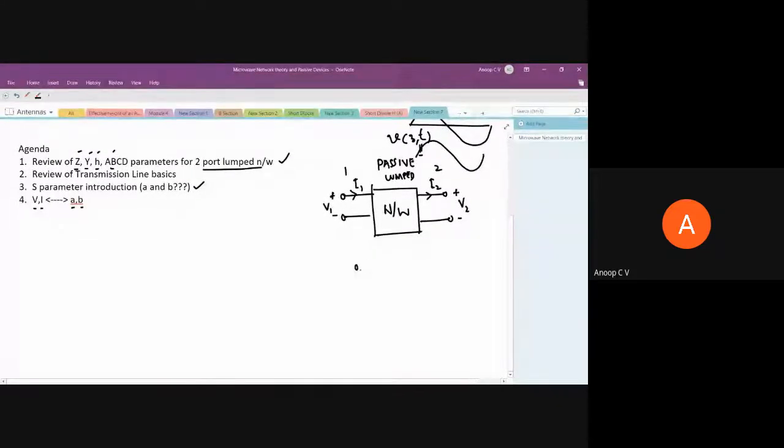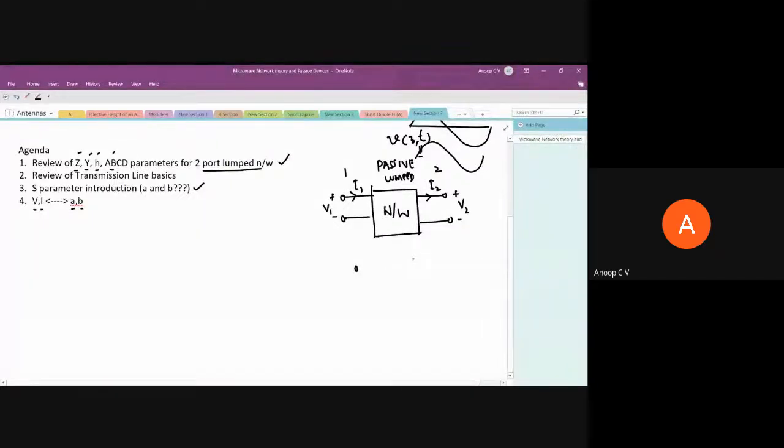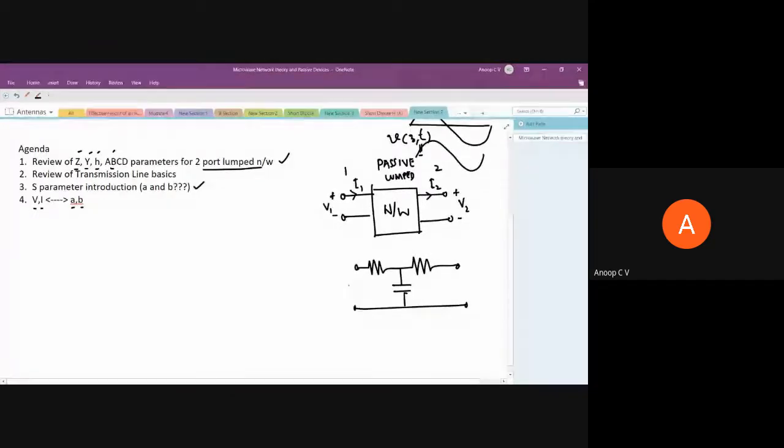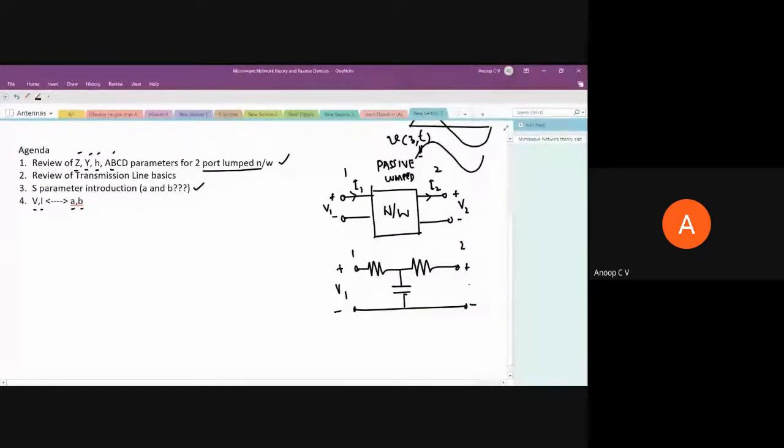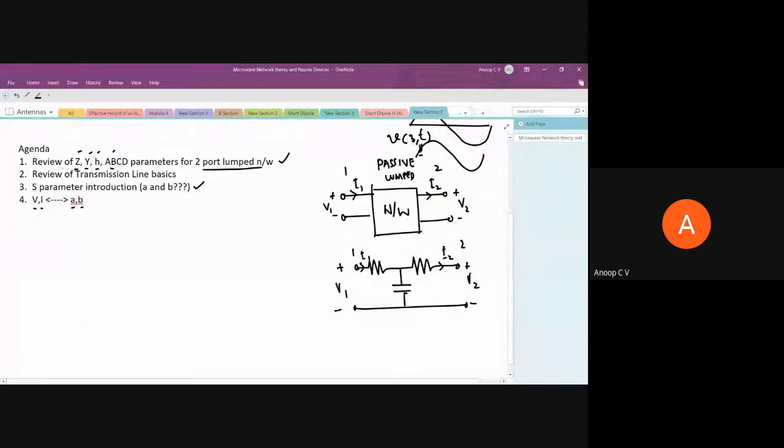For example, it can be a network like this. I'm just giving an example. This is port 1, this is port 2. The voltage here is V1, and the voltage here is V2. This is I1, and this is I2. Using these Z, Y, H, ABCD parameters, we can describe this network, whatever it may be.